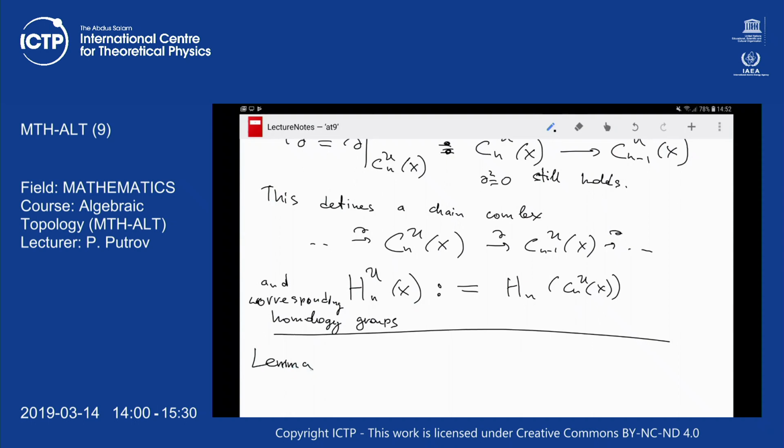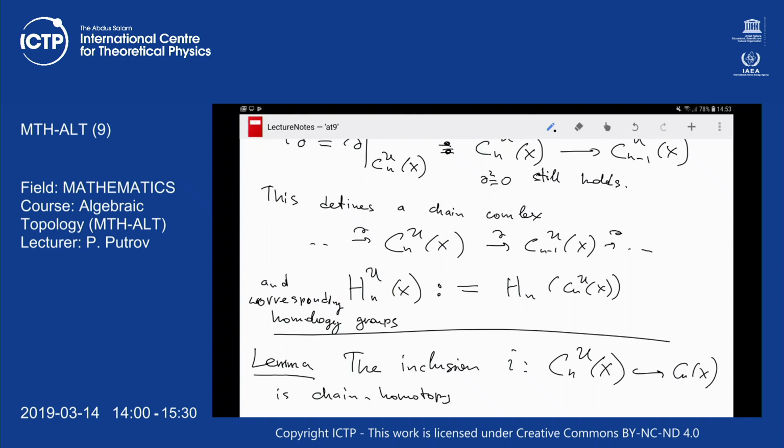Now we want to show the following lemma. So the inclusion i from this abelian group to Cn of X, which is defined as a subgroup, is a chain homotopy equivalence.